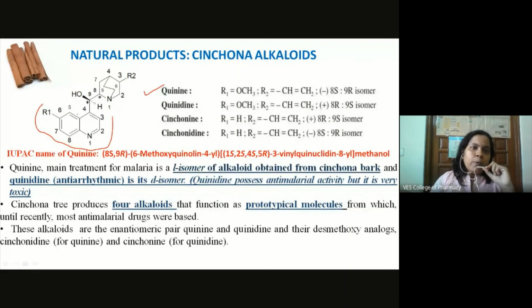Now, in cinchona alkaloids, that is quinine, quinidine, cinchonine, and cinchonidine, you have a one-carbon linker. What is it linking to? It is linking to another bridgehead ring; you can see there is a ring having 2 carbons on the bridge. This ring is called the quinuclidine ring.